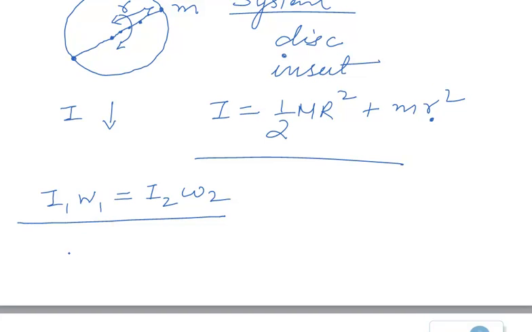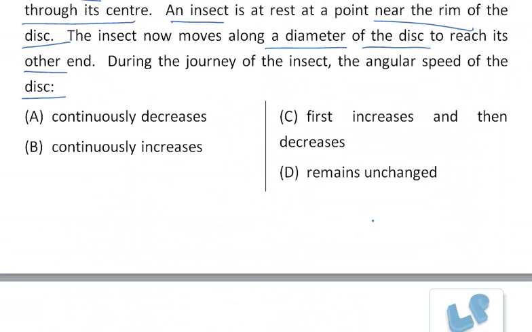Now since I is decreasing first, omega will increase initially. Once the insect reaches the center and then again moves away from the center towards the other end of the rim, I again increases, and in that case omega will decrease. Okay, so the correct option is that it will first increase and then it will decrease.